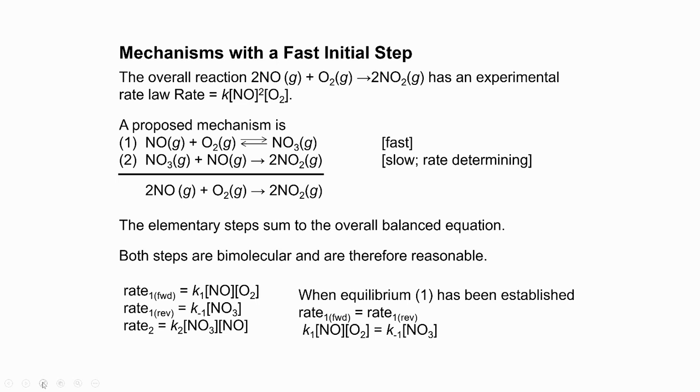So the first parts get a lot easier, right? So we can add those up. NO3 is our intermediate. It's formed and then consumed. And then we end up with 2 NOs plus O2 make 2 NO2s. And that's our overall reaction. So we're good. What's different here is that the fast step is the initial step. So the slow step still doesn't matter. The slow step still determines how fast the reaction happens.